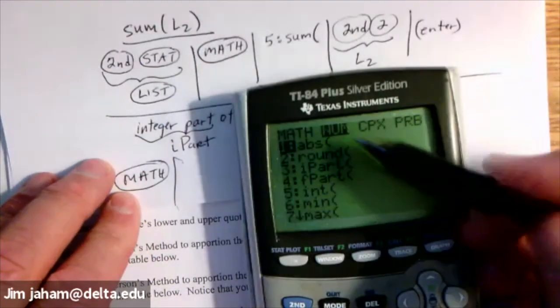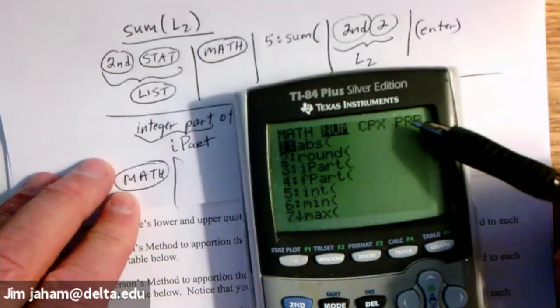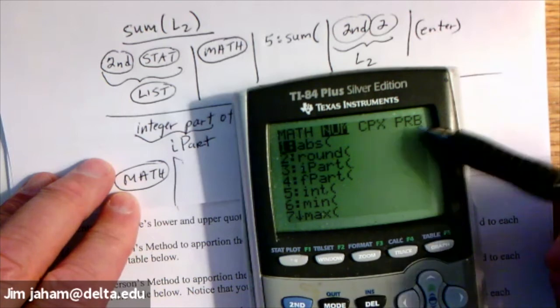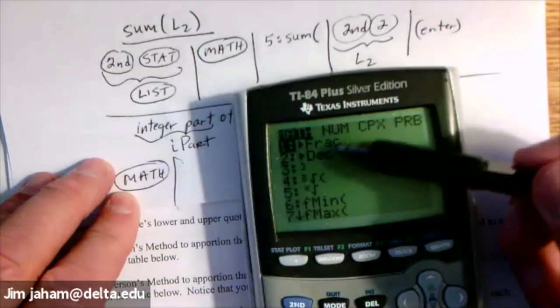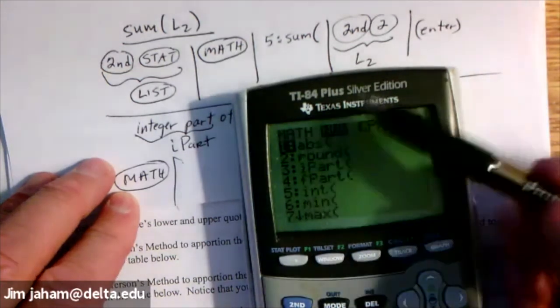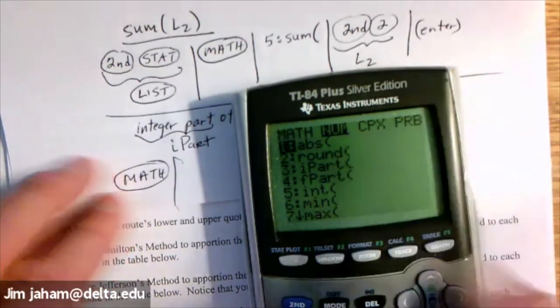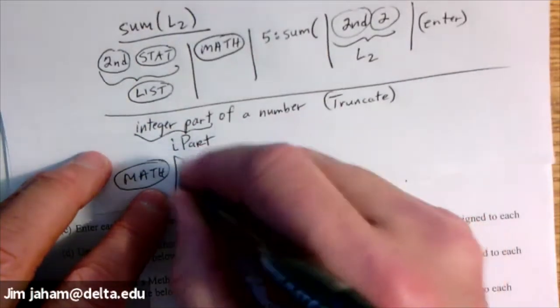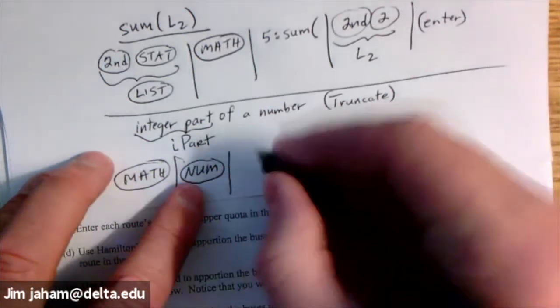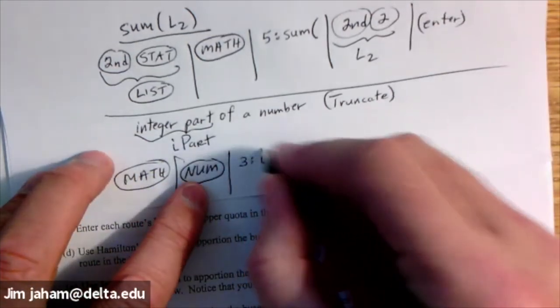And then there's several menus up here. Complex numbers, probability, math functions. Math functions would include all of these, but you want to do something to numbers. So you want to go over to the number menu. And then after you're there, you want to select option 3, IPart.